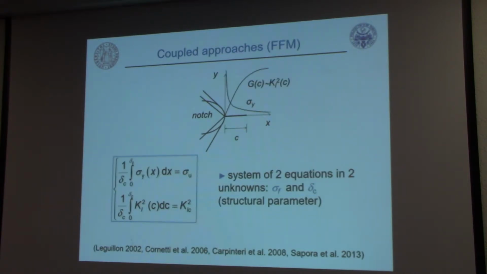Finally, we have coupled approaches, so finite fracture mechanics. In this case, we couple the two conditions. The former is a stress requirement, and in this case we have considered the average version. The second one is the energy balance. So finite fracture mechanics is a system of two equations in two unknowns. One is the failure stress, which is implicitly embedded in the stress field and the stress intensity factor functions. The other one is the crack advance delta C, which turns out to be a structural parameter. So differently from the criteria that I showed you before, in this case it depends on the geometry under investigation.